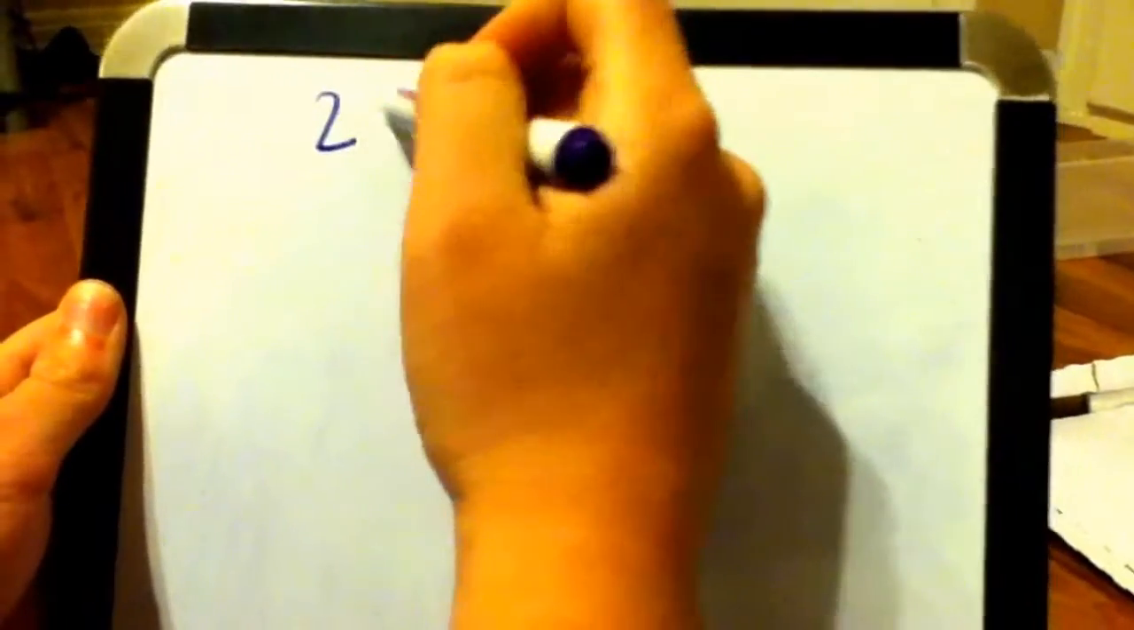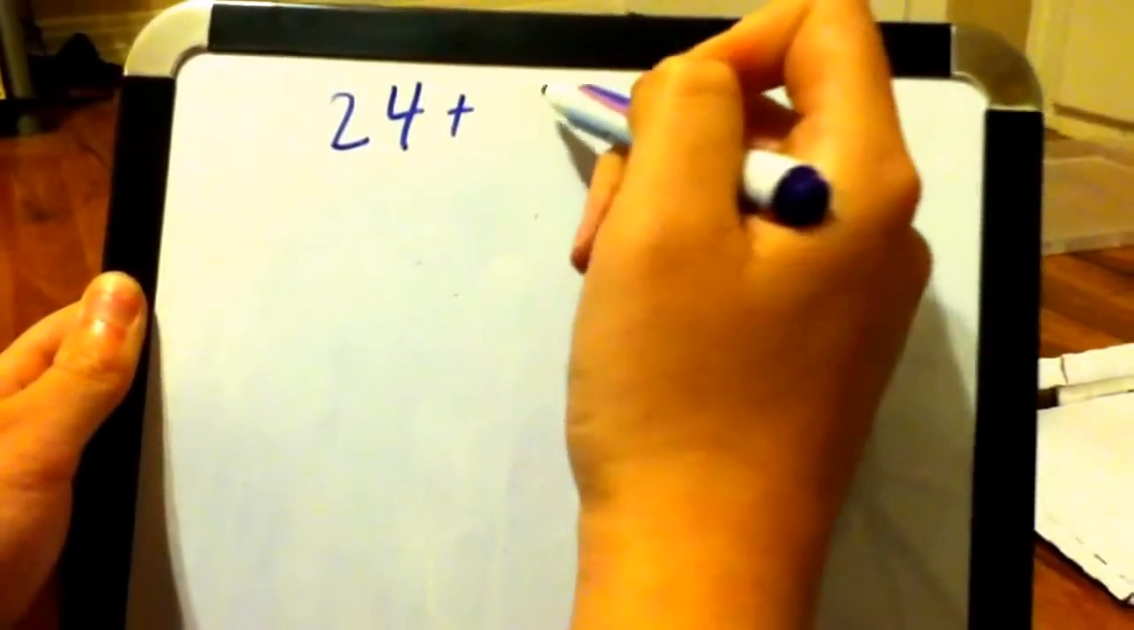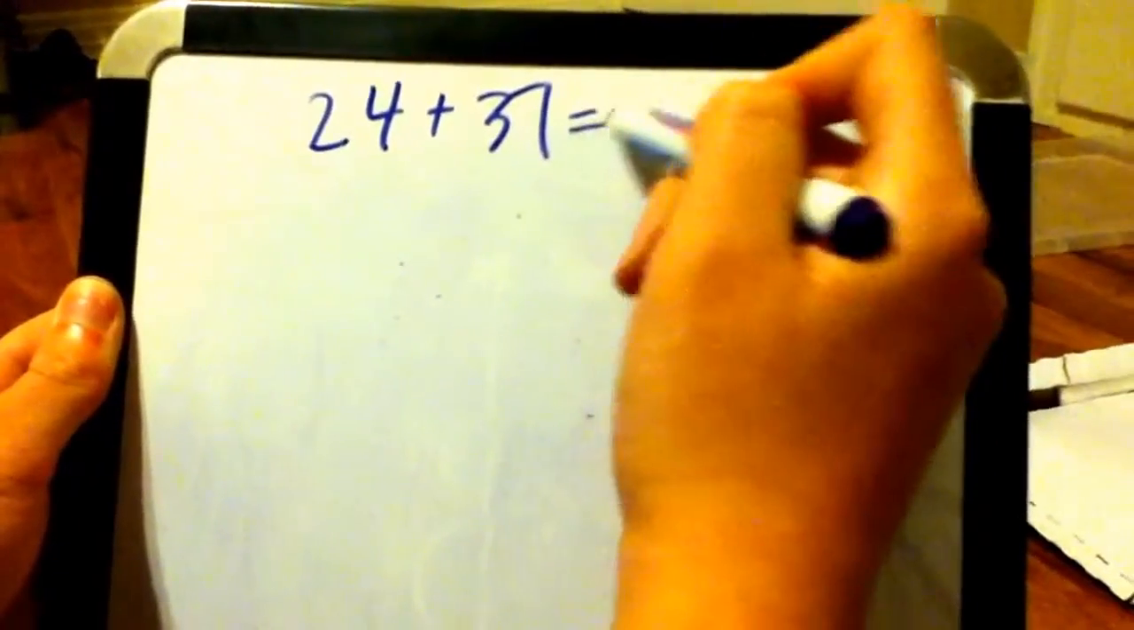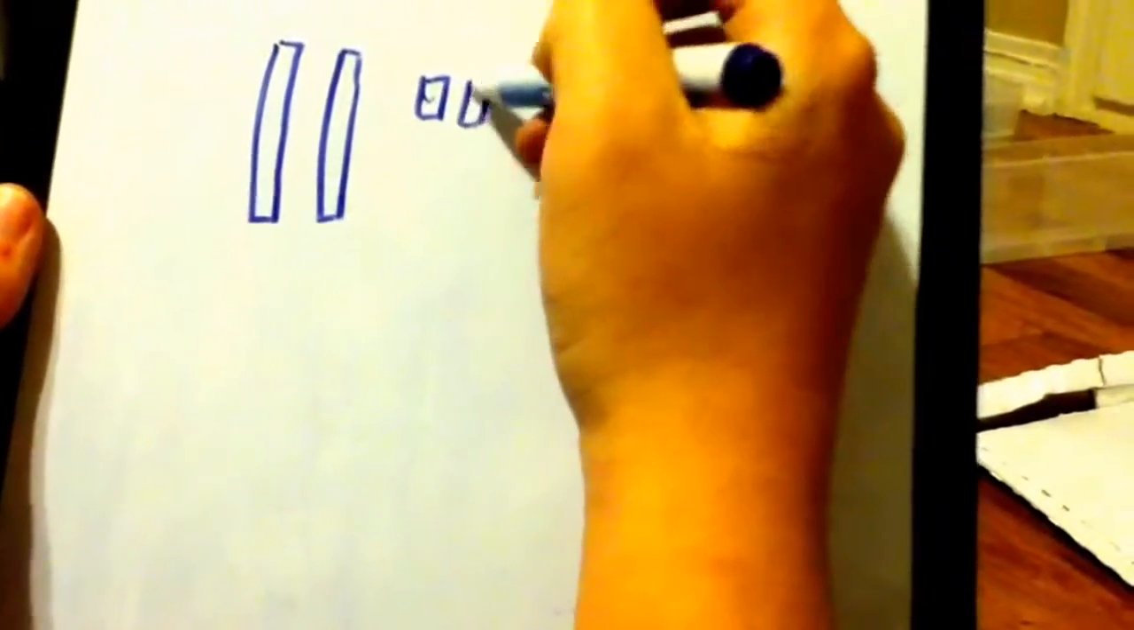So I'm going to write our problem on here at the top. So he started off with 24 students and 37 showed up. So how many students were there? So I'm going to start off with making the 24 with the rods and units. So there's 2 in the tens place, so I'm going to do 2 tens. Now there's 4 in the ones, so I'm going to do 4 units, which are just the little boxes.